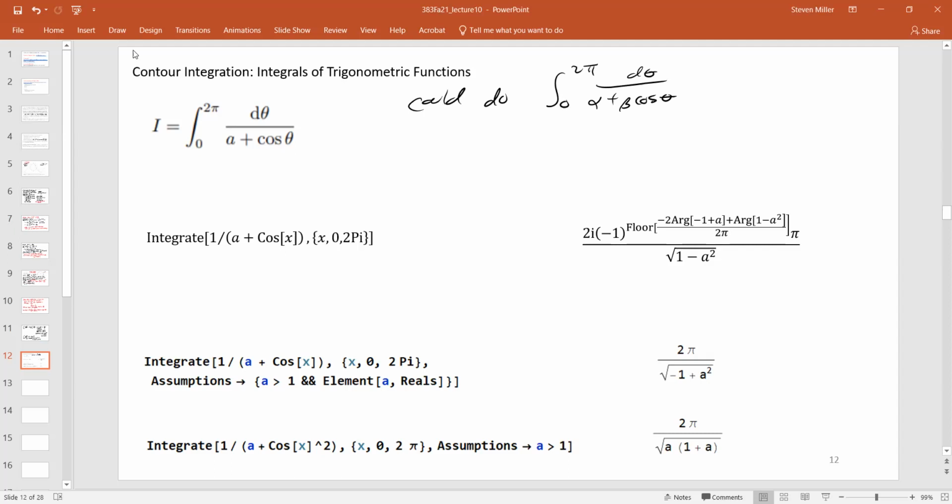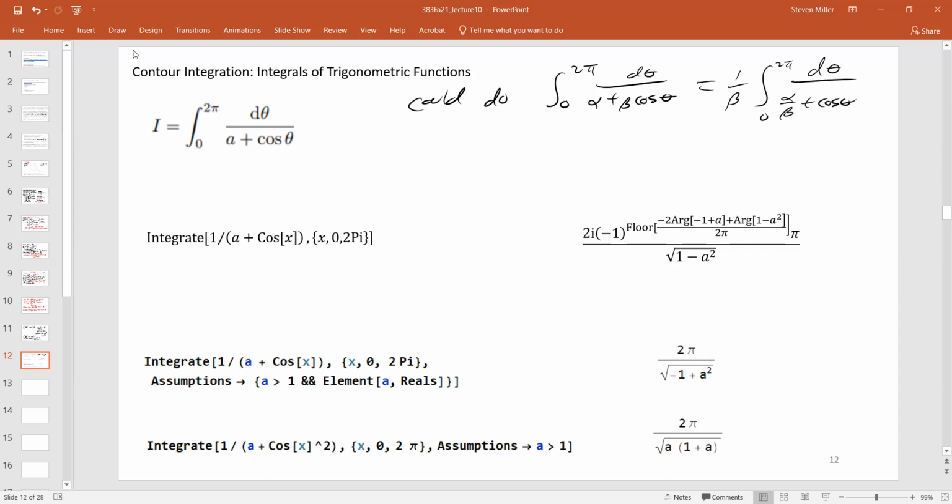Yeah, exactly. I can just pull out the beta, and this is going to be the same as d theta over, I can write alpha as alpha times beta over beta. So it's just going to be alpha over beta plus cosine theta, integral from 0 to 2 pi, and I pulled out a beta. So it's enough to handle the special case. So anything you can do to try to simplify life, I might as well assume I just have a plus a cosine theta.